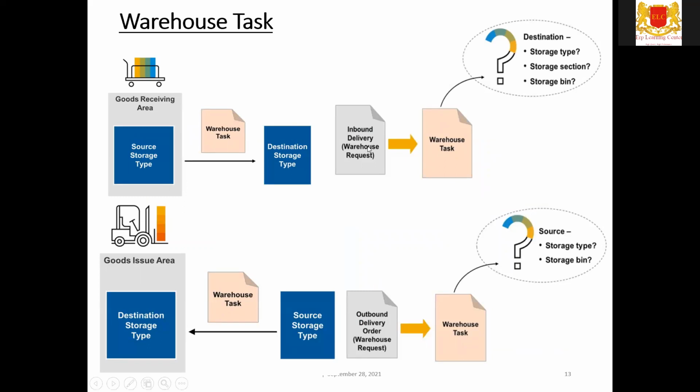With reference to the warehouse request, we create a warehouse task. The warehouse task is about the goods movement. What you want to move, how many units you want to move, from where you want to pick, and where you want to put away, all this information will be there in the warehouse task. So if you already know the WM application, you can correlate this with the transfer order in WM.